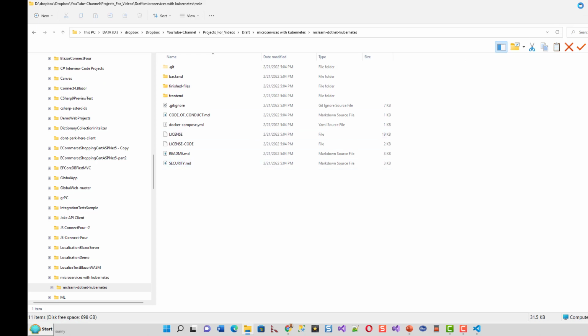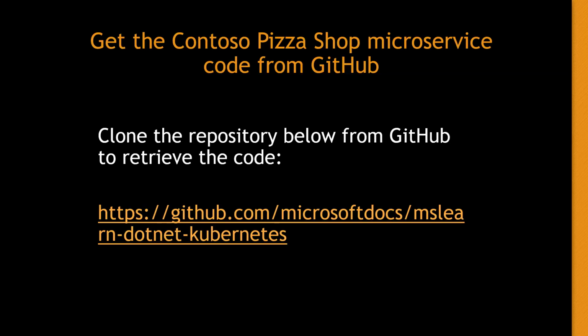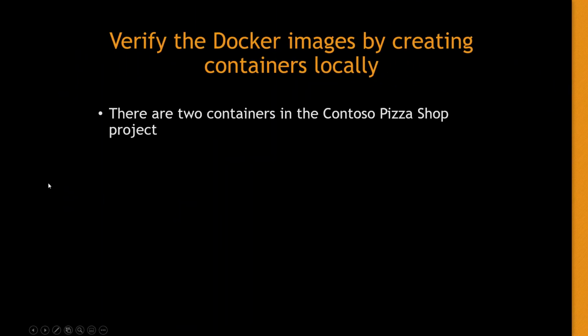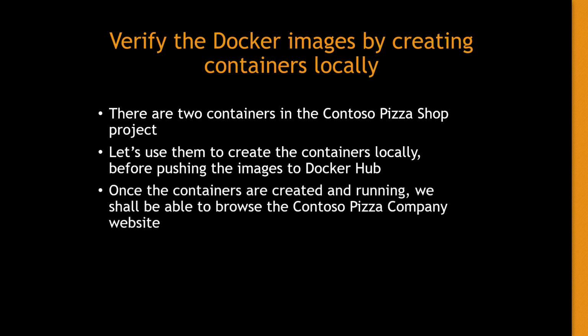All right, now we'll verify the Docker images by creating the containers locally. So we have done this part, cloning the repository from GitHub to retrieve the code, and there are actually two containers in the Contoso Pizza Shop project, and let's use them to create the containers locally before pushing the images back to the Docker Hub. Once the containers are created and running, we shall be able to browse the Contoso Pizza Company website in a sec.